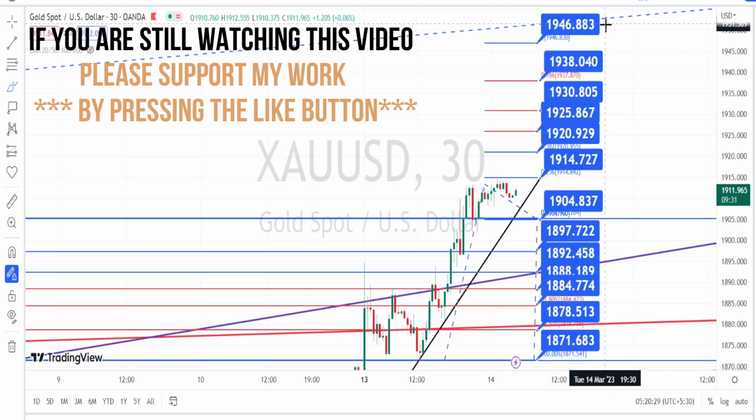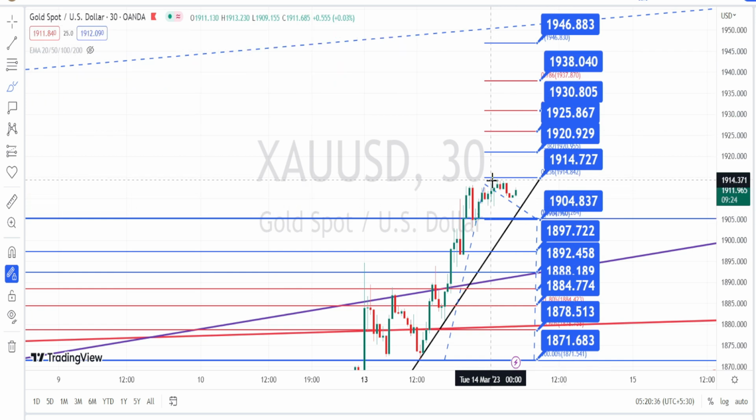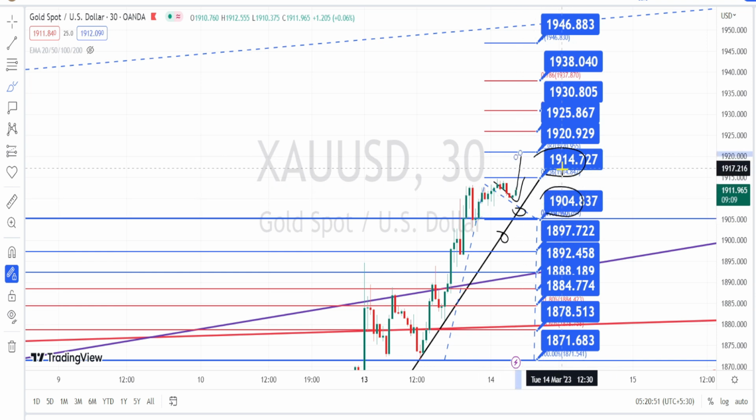So the values within these blue color boxes are the resistance and support levels for the current price action in the 30 minutes time frame. Currently the price action is in a bullish trend as long as it is trading above this trend line from the 30 minutes time frame, and it is trading between the resistance level of 1914 and support level of 1904. If the bullish side retracement continues, breaking this previous resistance level of 1914, the next levels of resistance are going to be around 1920, 1925, 1930, 1938 and 1946.